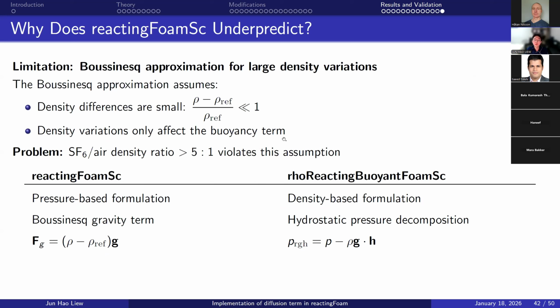So why does the reactingFoam solver underpredict? You recall that the only difference between the two solvers is the gravity. So if we go back to the Boussinesq approximation, the approximation assumes that density differences are quite small. But in our simulation here, we use sulfur hexafluoride, which has a density ratio of more than 5, and this violates this assumption. There are many more reasons why this would be under predicting, but this is the only reason I can come up with for now.